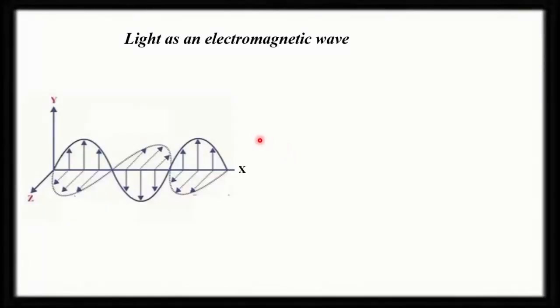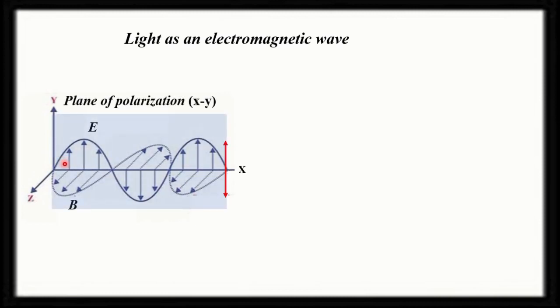Let's go. It is well known that an electromagnetic wave consists of two components, electrical and magnetic, which are perpendicular to each other. In this video, we will consider only the case when the electric component is always parallel to the y-axis. It means that this component is always in the vertical plane, which is called the plane of polarization. In our case, it is the xy plane.